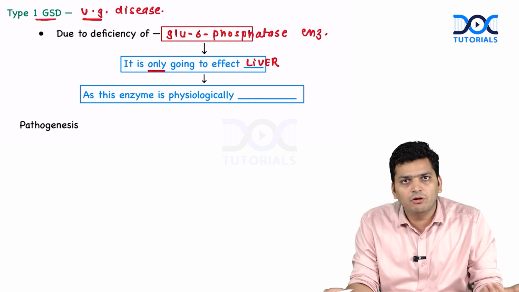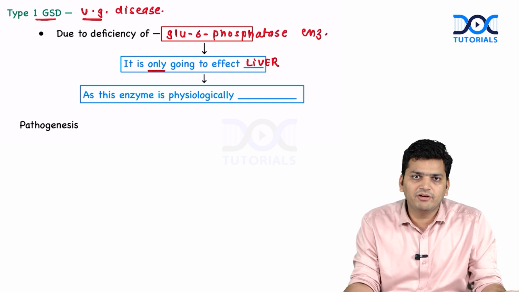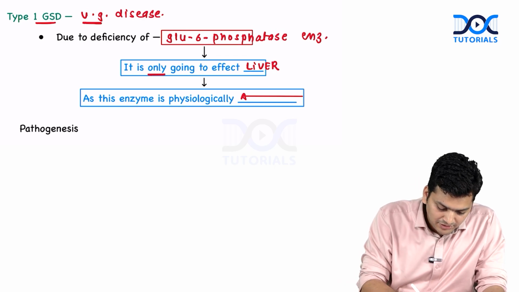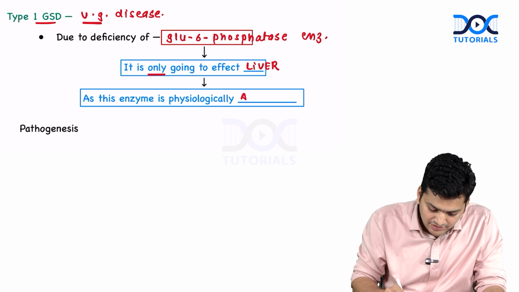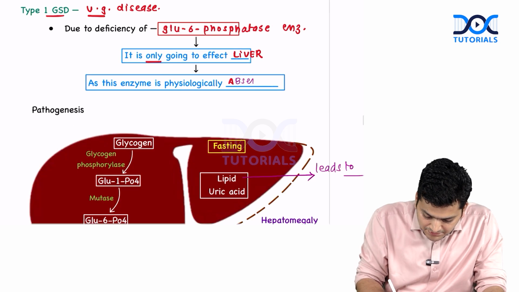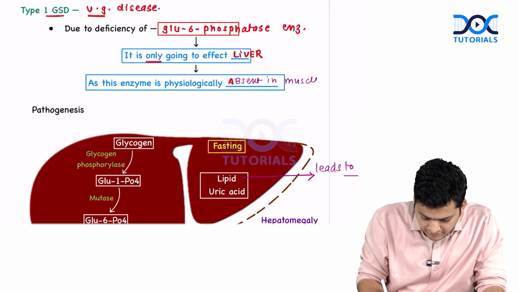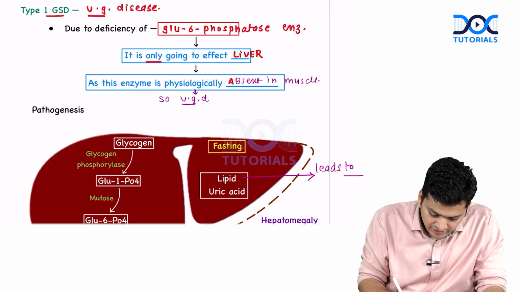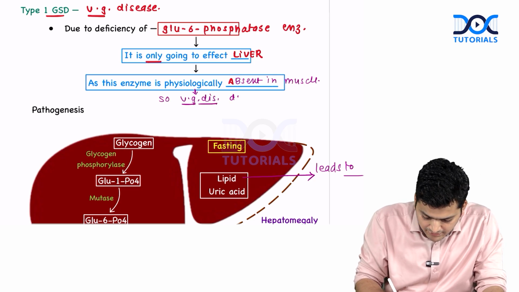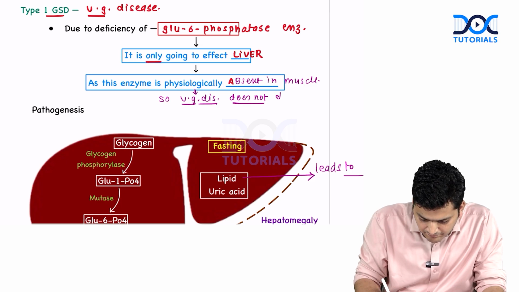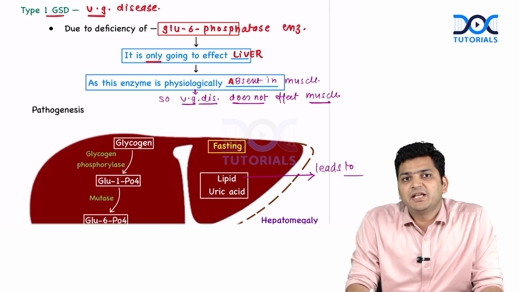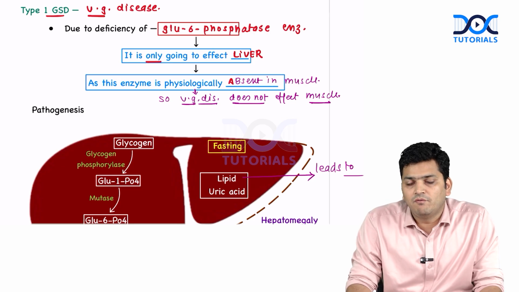This enzyme is physiologically not found in the muscle. So whether it is present or not present, it is not going to affect the muscles. So as this enzyme is physiologically absent in muscle, this disease will not affect the muscle. So von Gierke disease does not affect the muscles. Now let's see how the patients of von Gierke are going to present to us.